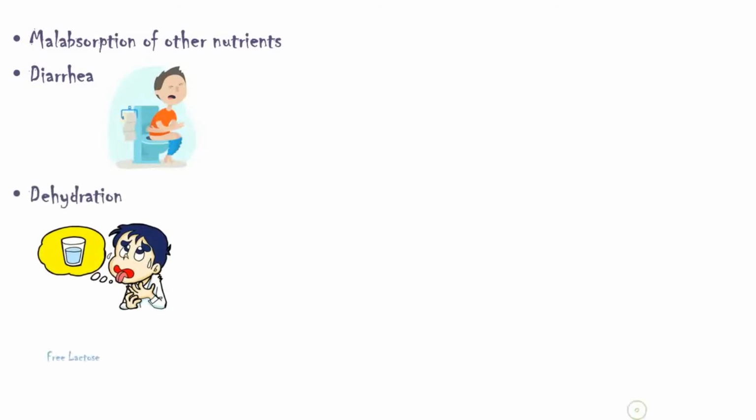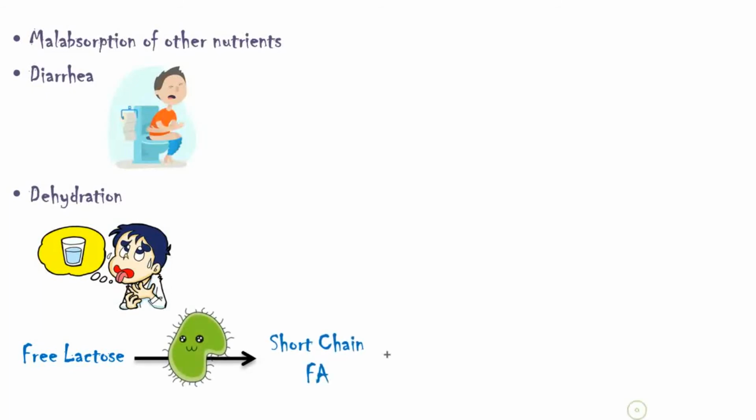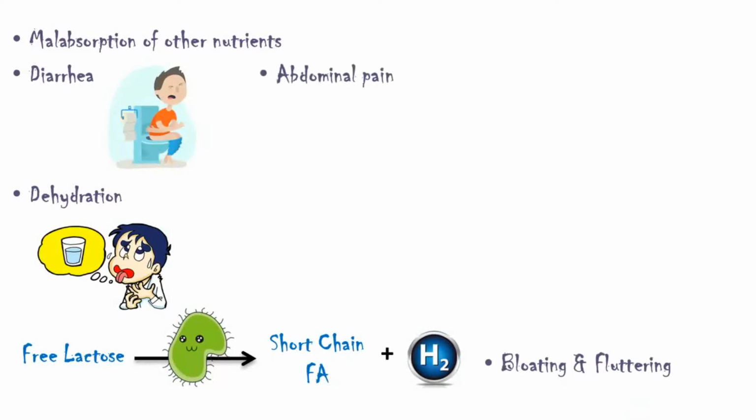Free lactose is fermented by the colonic bacteria into short-chain fatty acids and hydrogen gas. Hydrogen gas causes bloating and fluttering inside the gut. Abdominal pain, nausea and vomiting are some other symptoms.